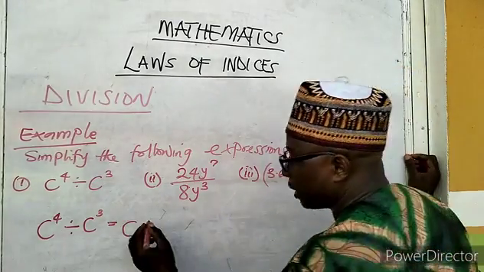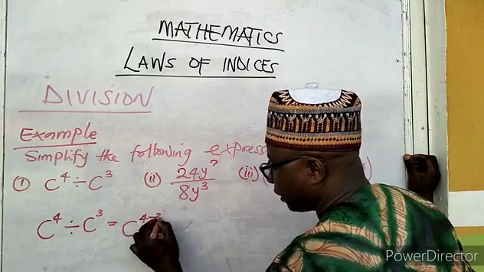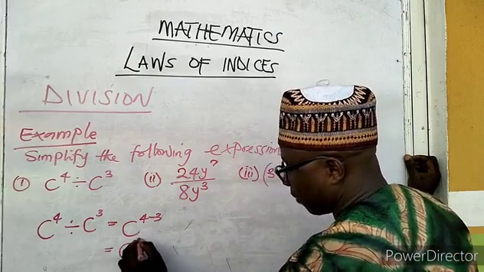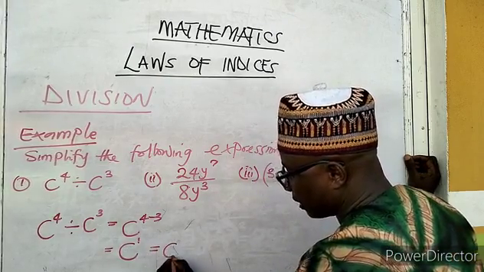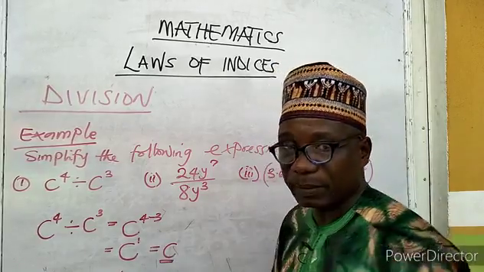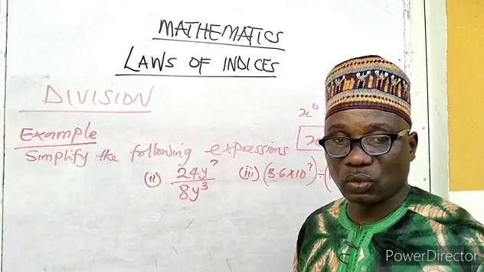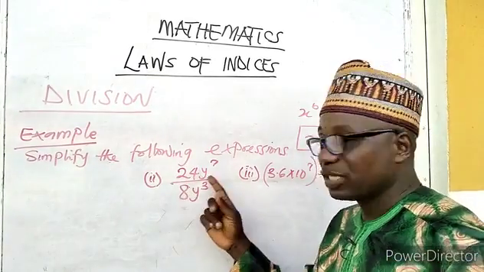Okay, we subtract. That is 4 minus 3. And what is that? It now means c raised to the power of 1. And anything raised to the power of 1 is still that thing. You understand? Anything raised to the power of 1 is still that thing. Is that understood? Number 2.